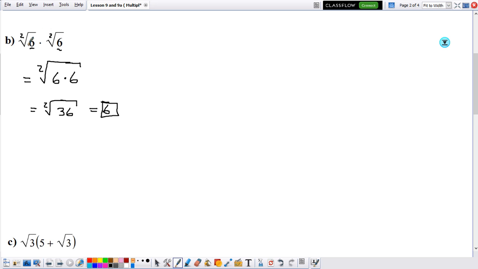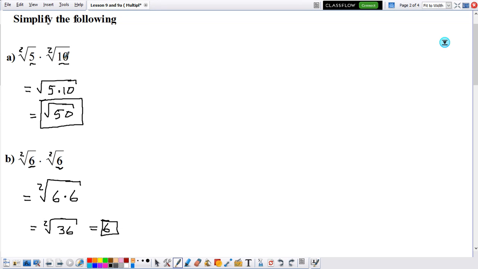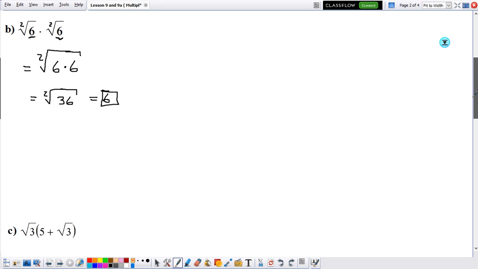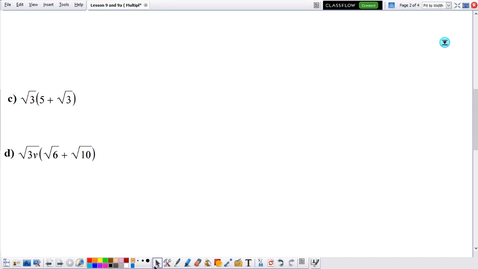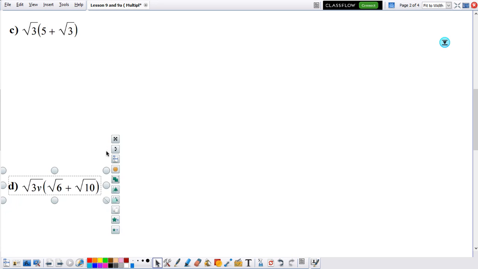If they have the same root, you just multiply the insides, which in this case the insides were 6 and 6. That's why we multiply 6 times 6 inside. And in the previous one, our insides were 5 and 10. So that's why we multiply 5 and 10 inside. Now, if we pay attention to C here, notice that it becomes a little bit more challenging in some sense.